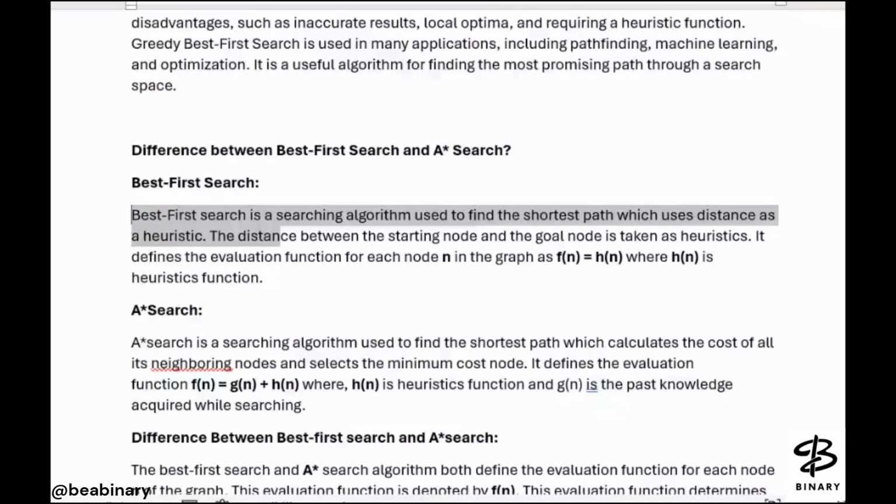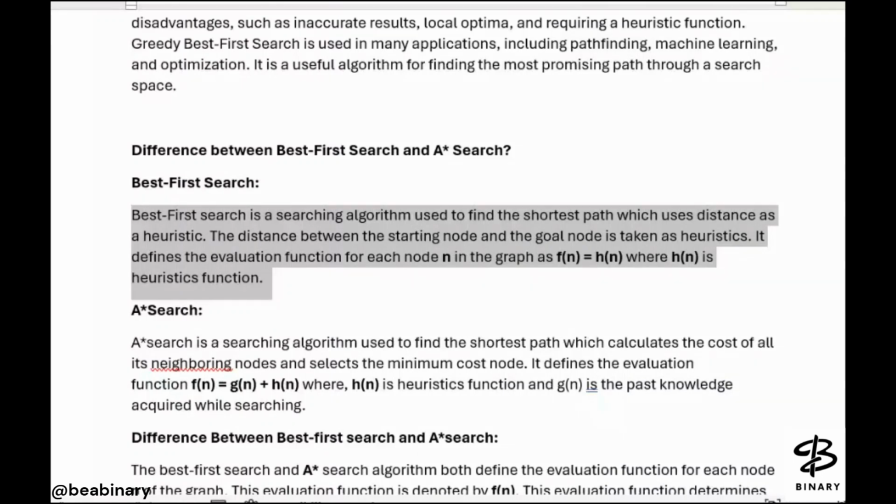BFS mainly works on finding the shortest distance between the source and the destination. Or simply, BFS is a searching algorithm used to find the shortest path which uses distance as a heuristic. The distance between the starting node and the goal node is taken as a heuristic, and it defines the evaluation function for each node n in the graph as f(n) = h(n), where h is the heuristic function, and the heuristic function works on the heuristic value.